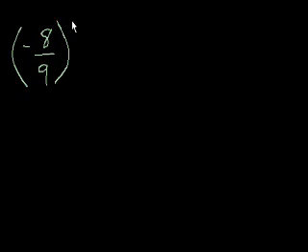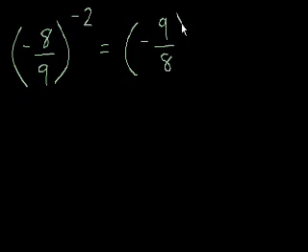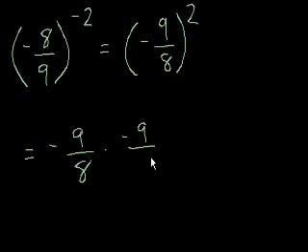Let me think of a good number. 8 over 9. Let's make it negative. Negative 8 over 9 to the negative second power. Well, once again, that equals negative 9 over 8. Notice I just immediately took the reciprocal of the base and to the positive 2 power. And now that equals negative 9 over 8 times negative 9 over 8. A negative times a negative is a positive. So we get 9 times 9 is 81 over 64.